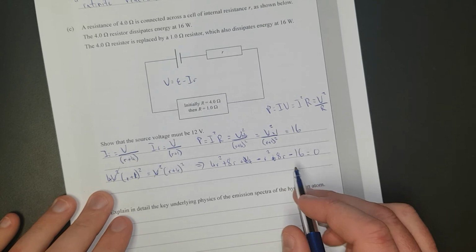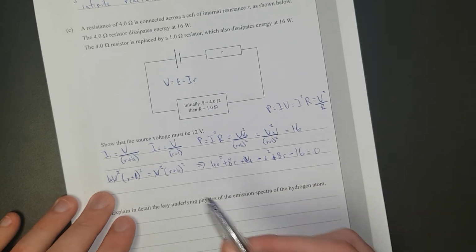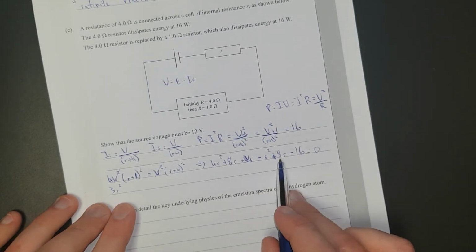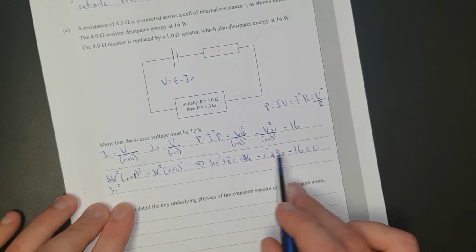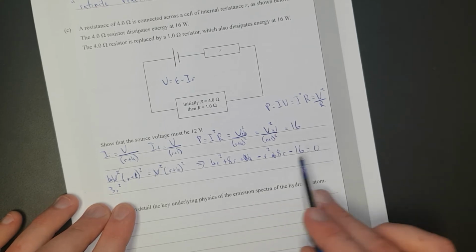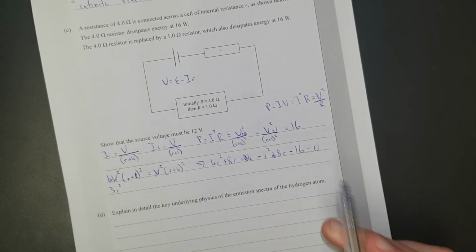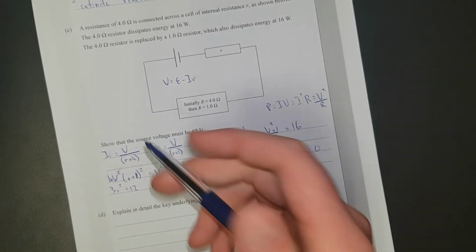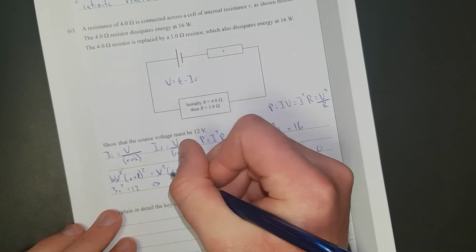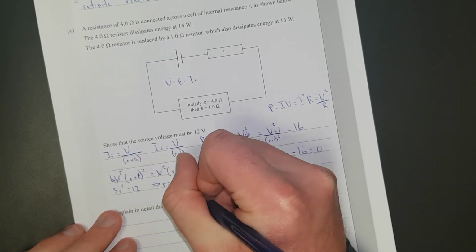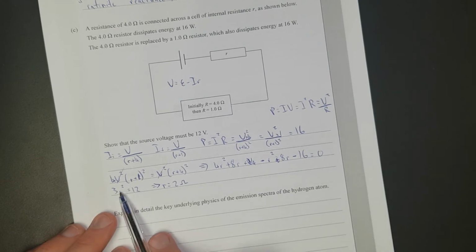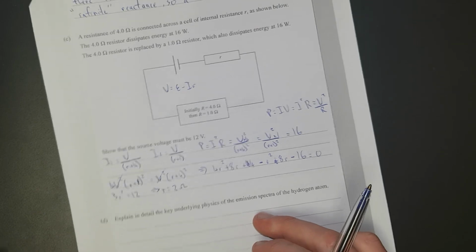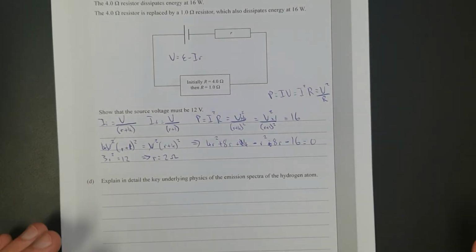So I should get 3R squared. The 8's cancel out: positive 8 minus 8 cancels out. And then I have plus 4 minus 16. That leaves me minus 12, so that should be equal to 12. In other words, you can see pretty quickly that R is equal to 2. So the internal resistance is equal to 2 ohms. Just because you can divide both sides by 3 gives you R squared equals 4, R equals 2, or positive or negative 2, but let's not talk about negative resistances.